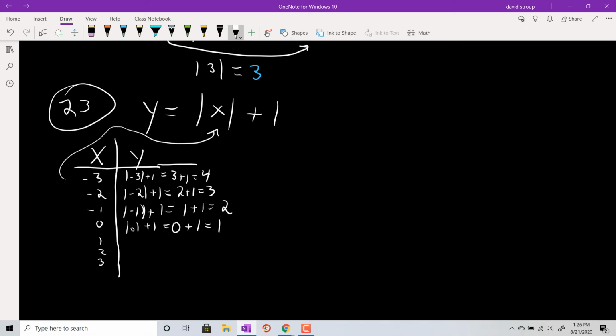0 is not considered even negative or positive, believe it or not. It doesn't really have a sign. 0 is considered even, though. It's an even number, believe it or not.